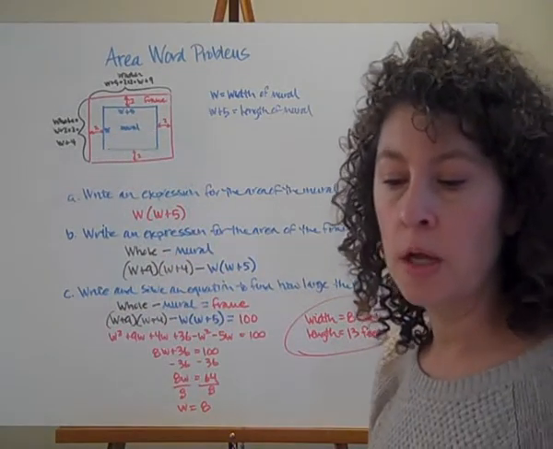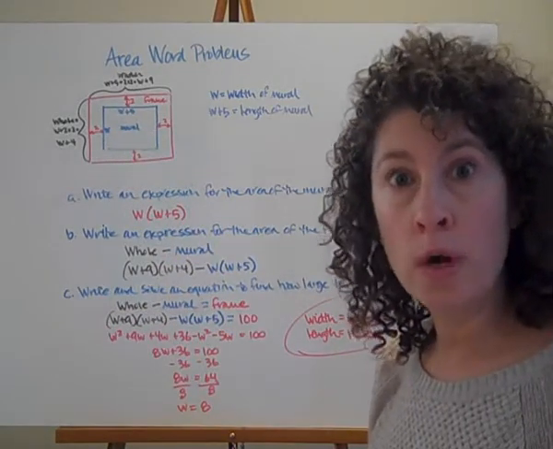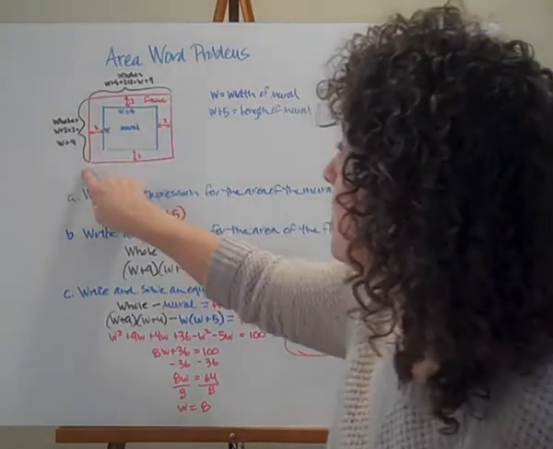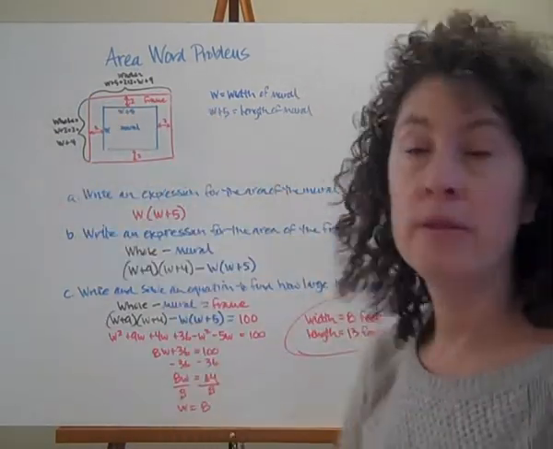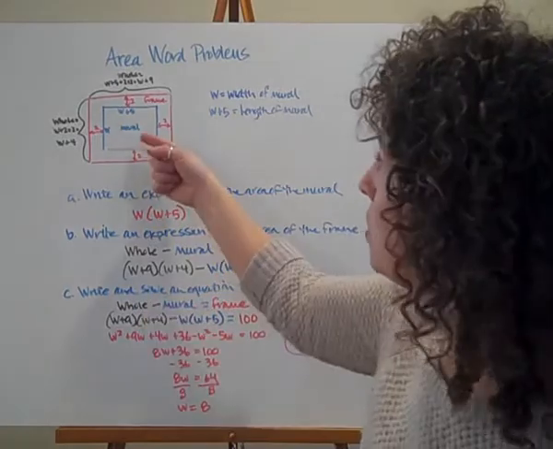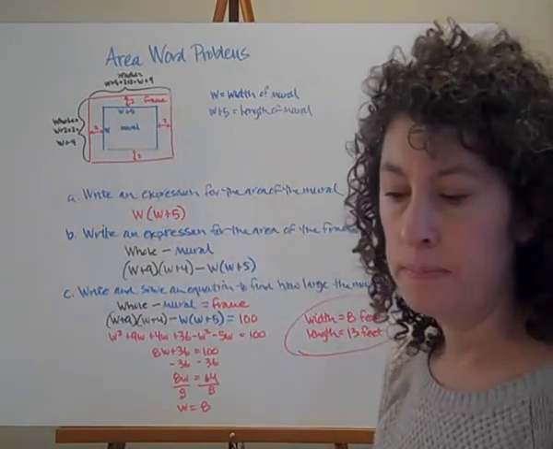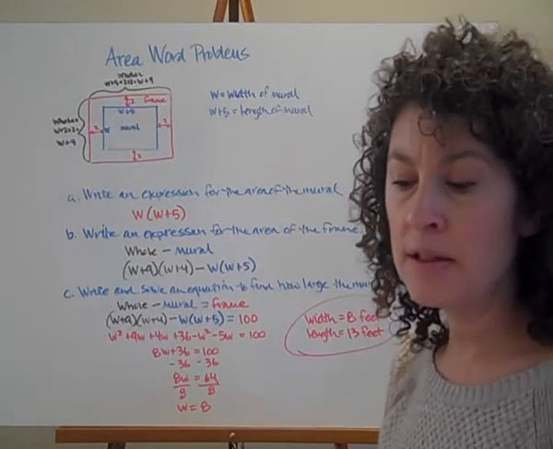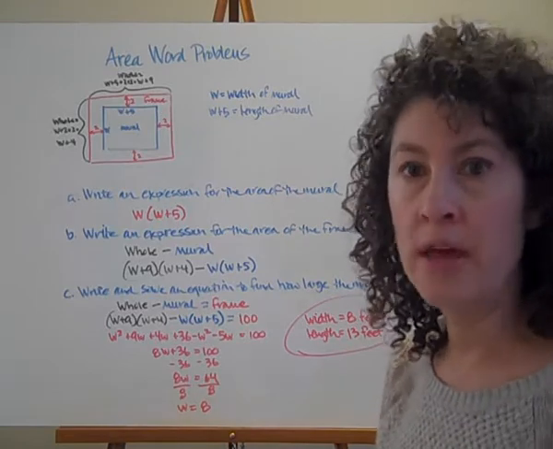First, Julia wants to paint a large frame around where the mural will be. So I've given myself a large frame around the outside of my mural. So mural on the inside, frame on the outside. The mural's length will be 5 feet longer than its width.